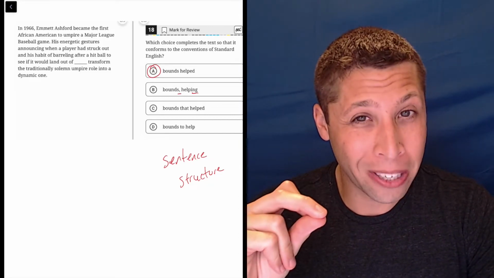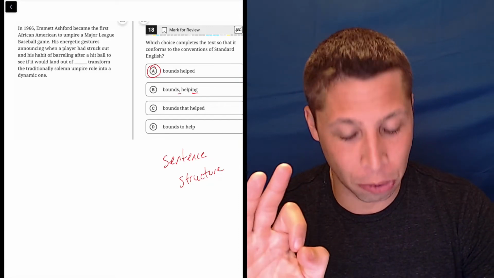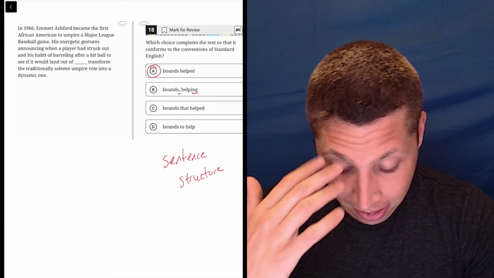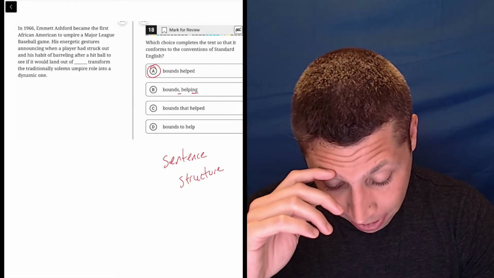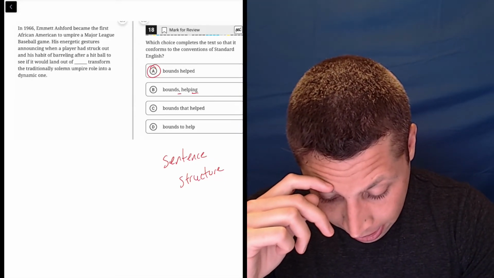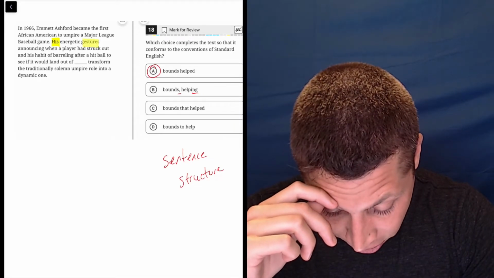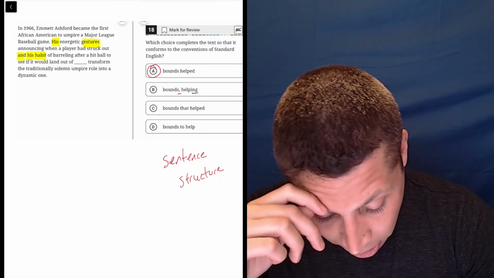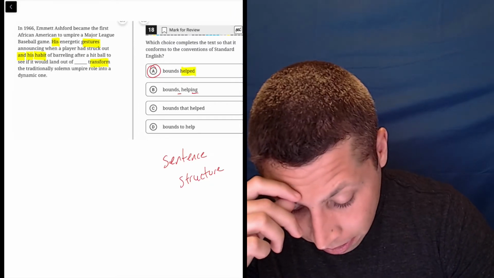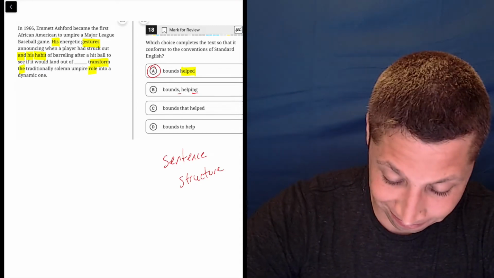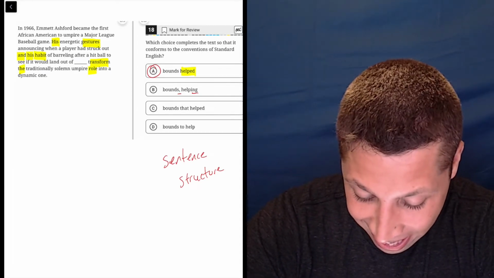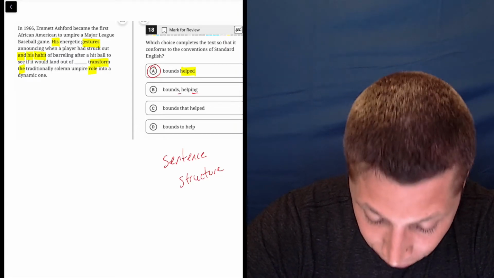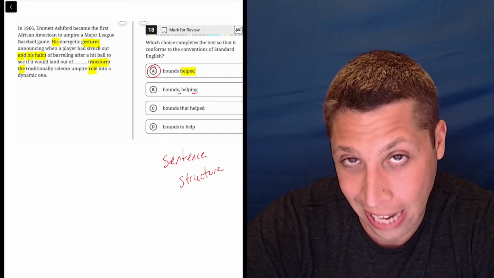We have very long descriptions that sound like actions, but they're just descriptions. So let me show you what I see when I read this. I cut out a lot of the extra. I come down to his gestures and his habit helped transform the role. That's the sentence I see. His gestures and his habit helped transform the traditionally solemn umpire role into a dynamic one.